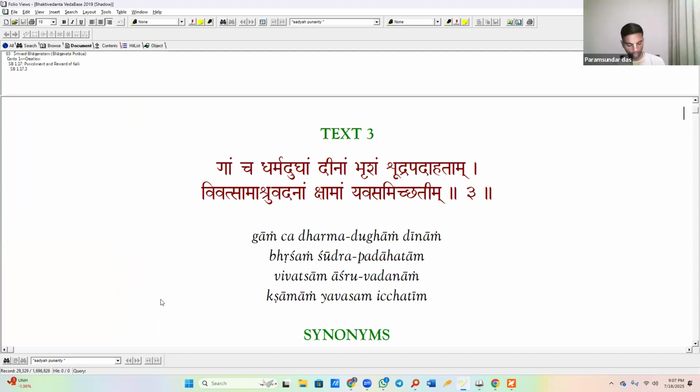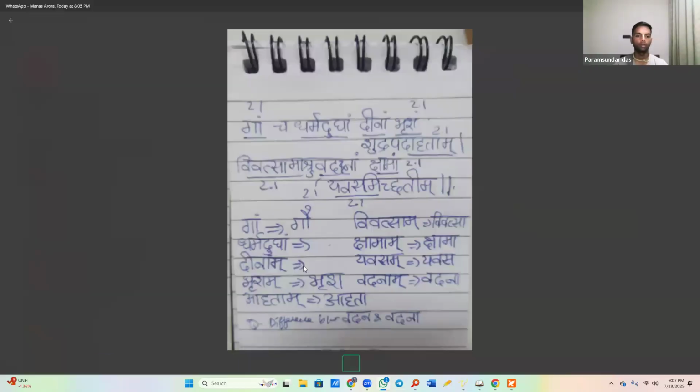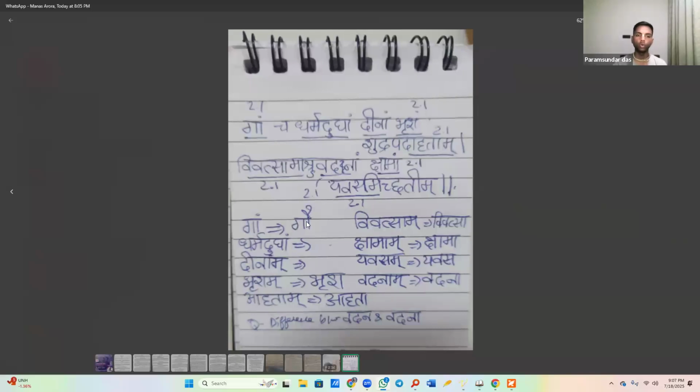Gam one means second, let me see. So gam is go, not go, go. It is go. Yes, with the sutra it became go. Right, right. One second. So gam is go. Dharma dugham is just dharma dugha. Deenam is deena. Brisham is an avyaya, I believe. So Brisham will remain Brisham. Yeah, Brisham looks like an avyaya.